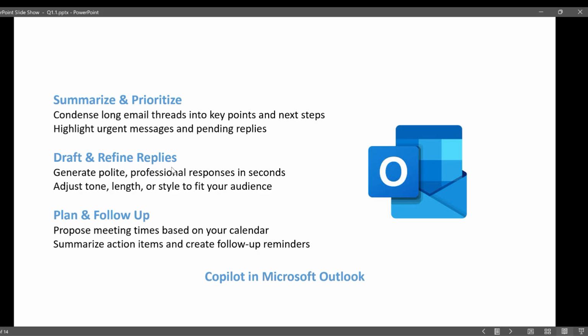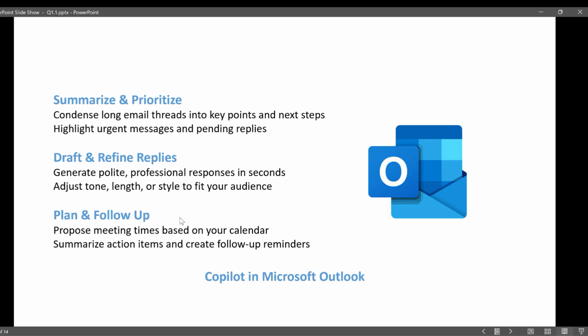Copilot can also draft and refine replies. You can ask it to write a quick professional email for you. For instance, "Write a polite response to a professor, confirm a meeting tomorrow, and ask for the latest report." Within seconds, you will have a ready-written draft. You can also adjust the tone, the length, or the style. Maybe you want it to sound more formal, more concise, or more friendly. Copilot adapts instantly.